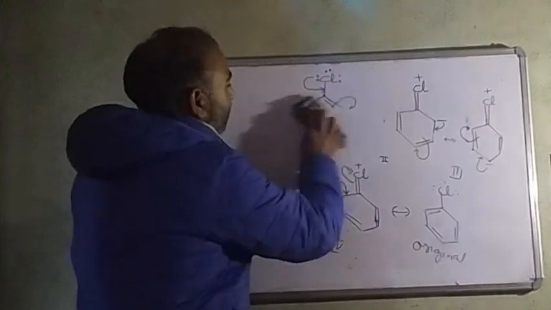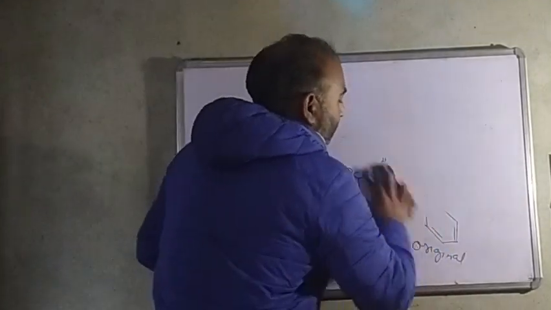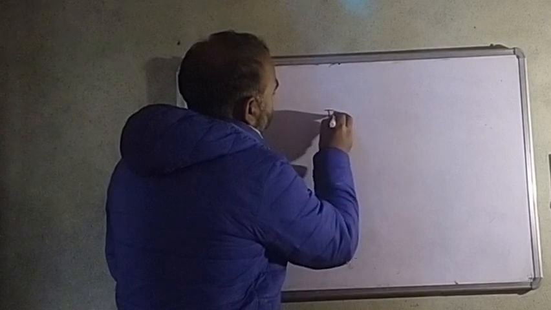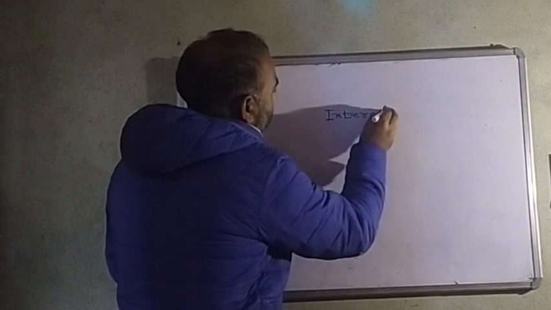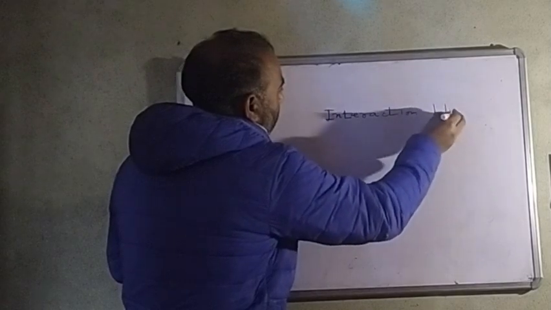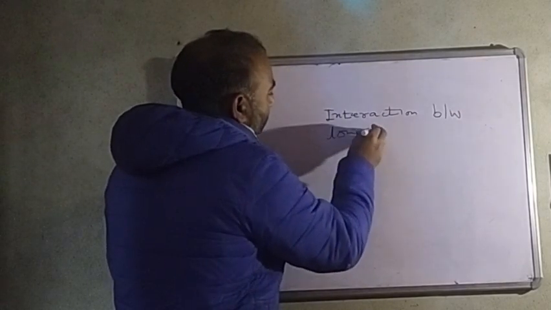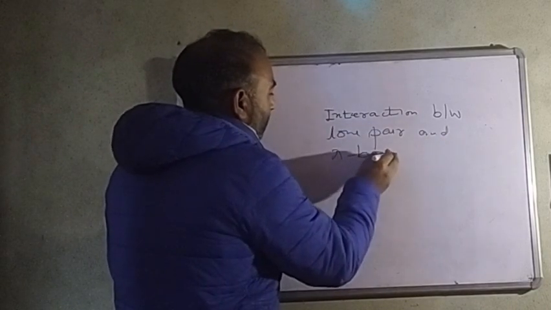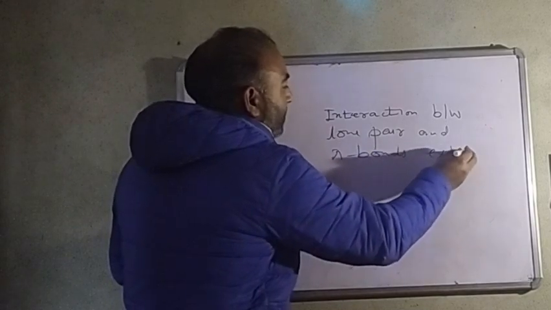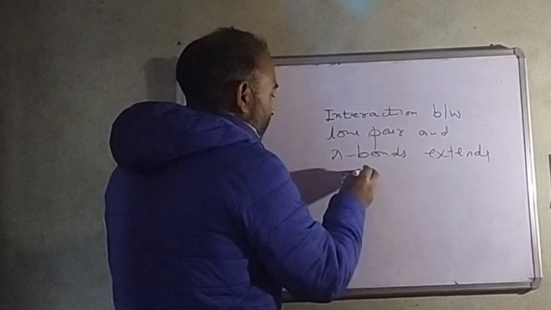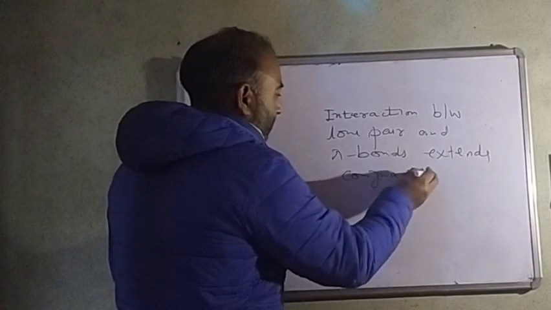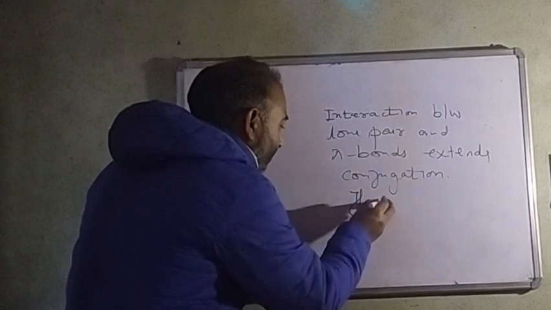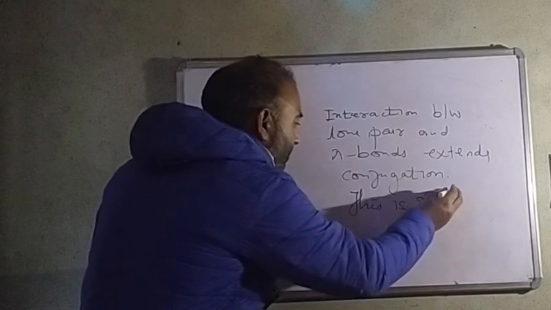So at last I will write: interaction between lone pair and pi bonds extends conjugation. It extends conjugation. This is a stabilizing process. This is stabilizing.